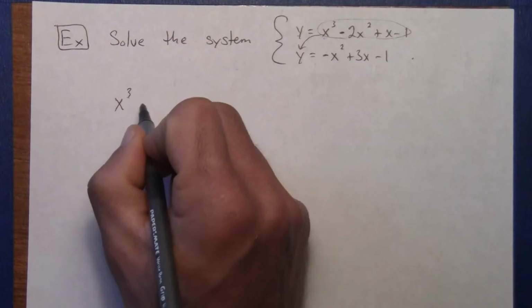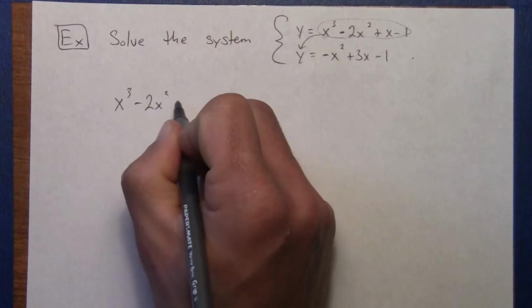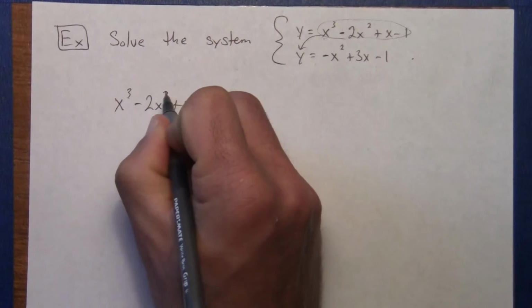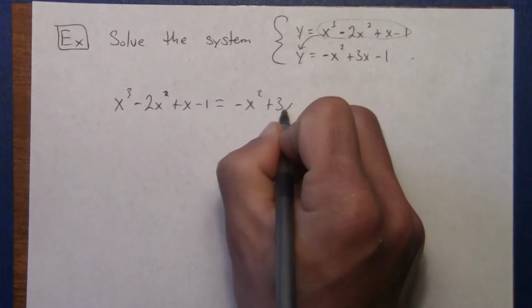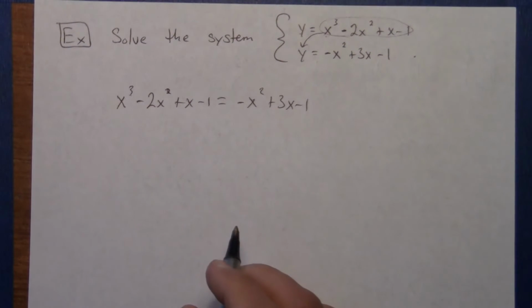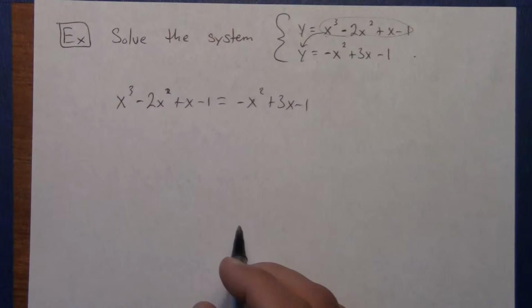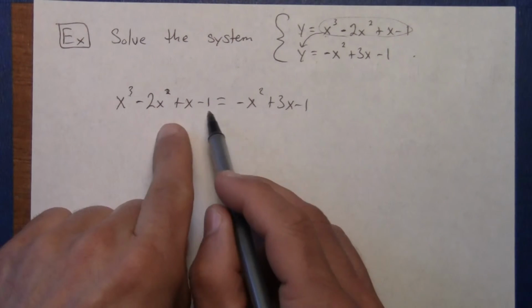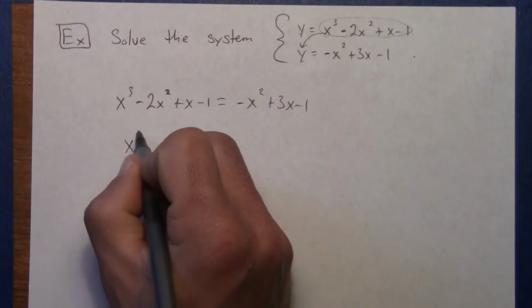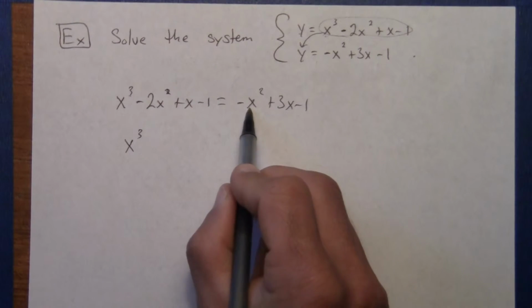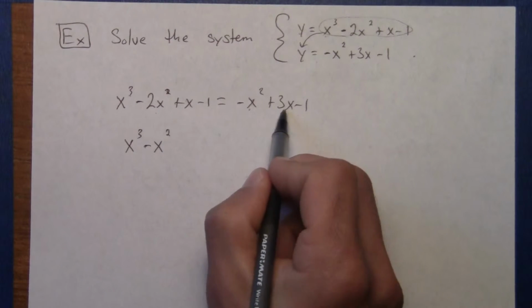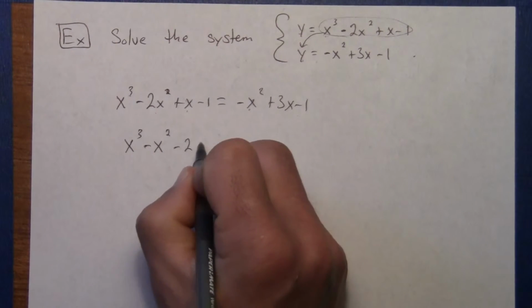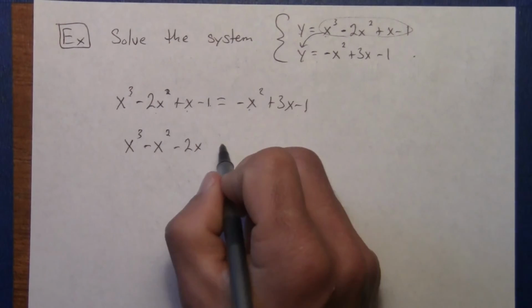So I'm going to take x to the third minus 2x squared plus x minus 1 and set it equal to -x squared plus 3x minus 1. And then anytime I have an exponent greater than 1 when I'm solving, I should know to set this equal to 0. So I'm going to move all this information over to the left, which is going to give me x to the third. If I add x squared, that's going to give me minus 1x squared. Subtract 3x will give me -2x, and add 1 ends up giving me 0.